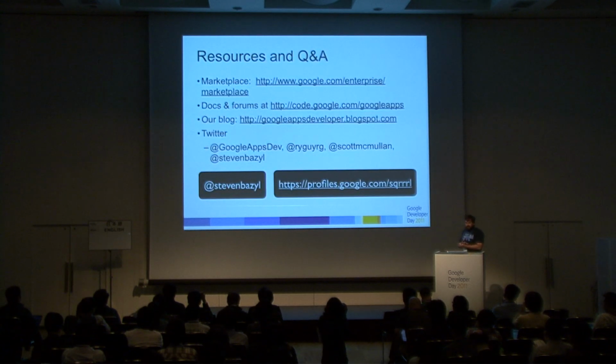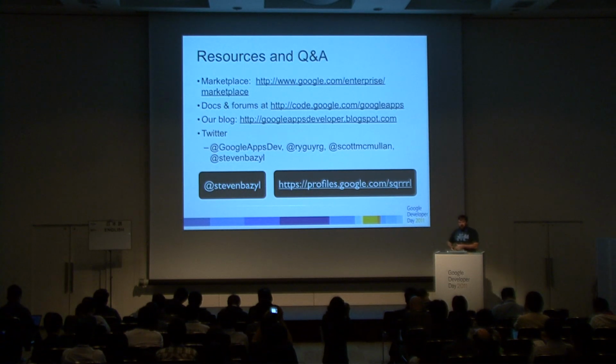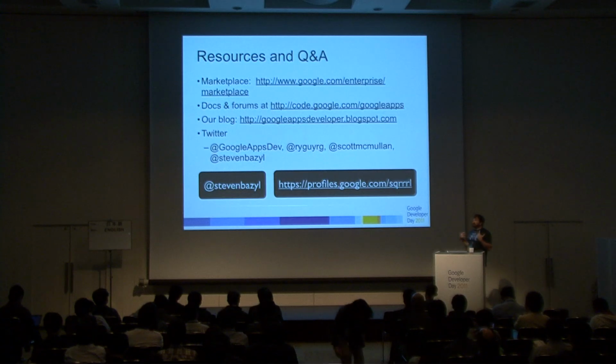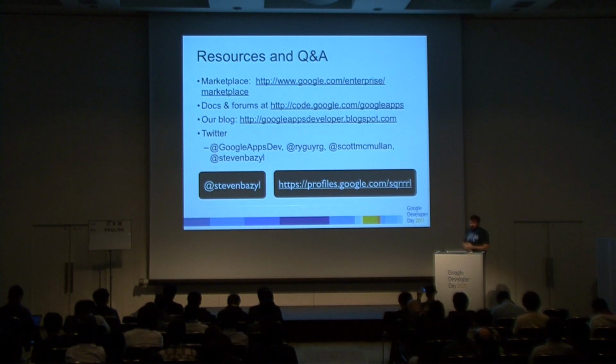A couple of resources. You can find our marketplace at google.com/enterprise marketplace. Our forums and documentation for the full set of Google Apps APIs is at code.google.com/googleapps. Our blog is at googleappsdeveloper.blogspot.com, and you will find articles about all these different APIs. Sometimes we'll do new API announcements. We do a lot of guest posts from members of the community. There's been a lot of activity recently about AppScript on there. But we also talk about OAuth and OpenID as well.